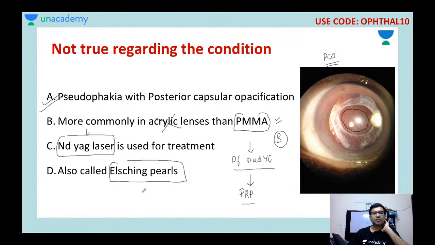Now there is another term with a similar name, that is called Elschnig spots. Has anyone heard about this? Elschnig spots. Where do we see Elschnig spots? Elschnig spots are basically seen in the patients who are having hypertensive retinopathy. There are infarcts which are basically happening in the choroidal region, in the choroidal capillaries. The infarcts happening in the choroidal capillaries are called Elschnig spots. Do not confuse it with the Elschnig pearls which you see in posterior capsule opacification.